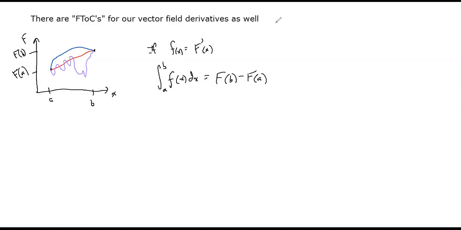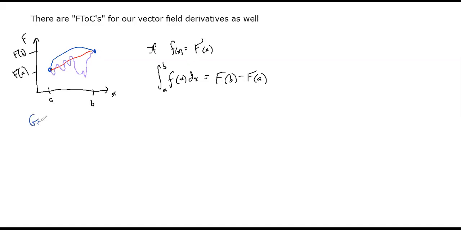So there are vector derivative versions of this. What this is saying in some sense is, as long as you're a smooth or differentiable function, it doesn't matter what you do in the interior if you have the same endpoints. You're always going to end here, start here. I know that there's as much up as there is down, regardless of how much you wiggle.